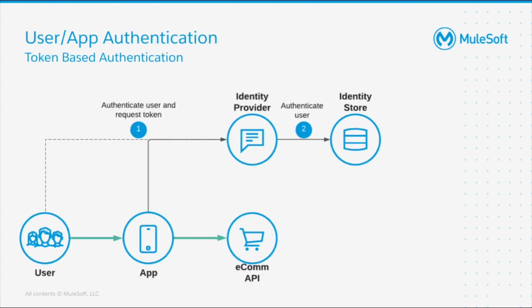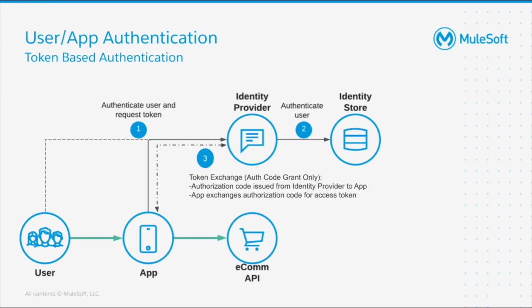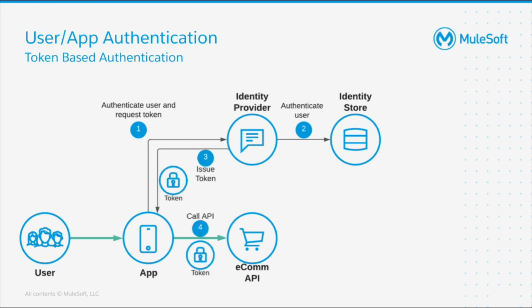The app will direct the user to the identity provider to authenticate and authorize the client application. Once authorized, the IDP will send the client app an authorization code on the callback URL that was configured when the client app was registered. The client app will exchange this code for an access token associated with the user context. The app will call the API with the access token in the authorization header.